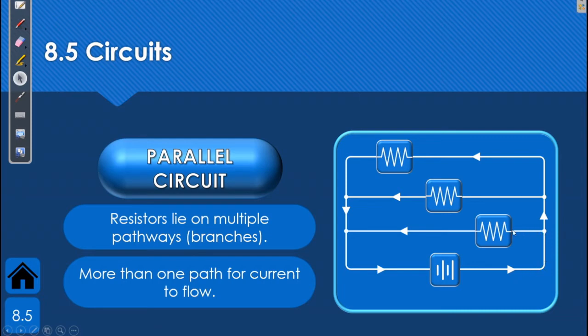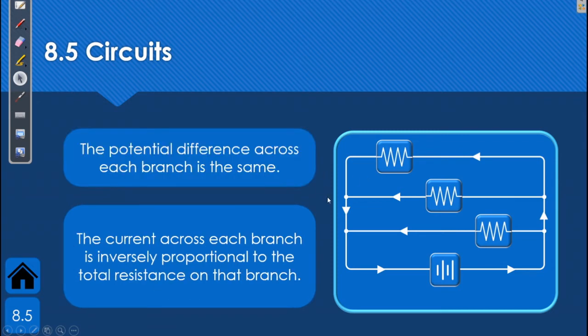Now, each charge only chooses one pathway before returning to the battery, so it's not like it can go down one pathway and then double back to go down the other pathway. There's a definite flow of current, and each charge has to follow that flow, and it chooses one pathway or another to go down.